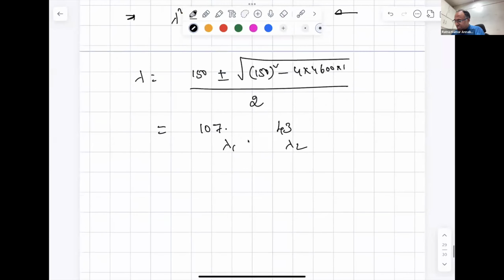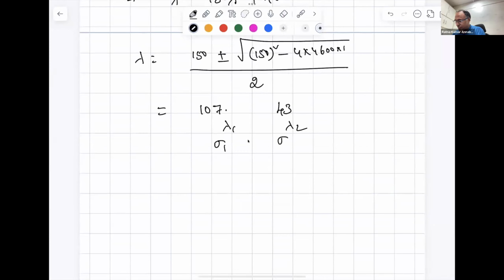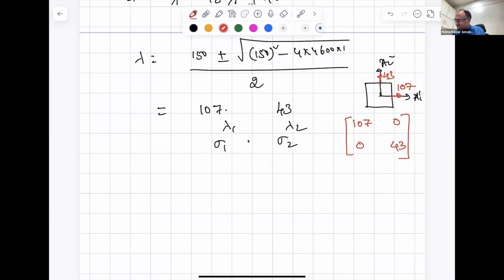So this is my sigma 1 and sigma 2. This is in the principal frame of reference. What do we mean by principal frame of reference? If it is a 2D system and principal axes are x1 dash, x2 dash, then in this direction sigma 1 is 107, and in this one it is 43. There is no shear stress. That means in the principal frame of reference, sigma is 107, 0, 0, 43. There are no shear stresses. That is the principal frame of reference.